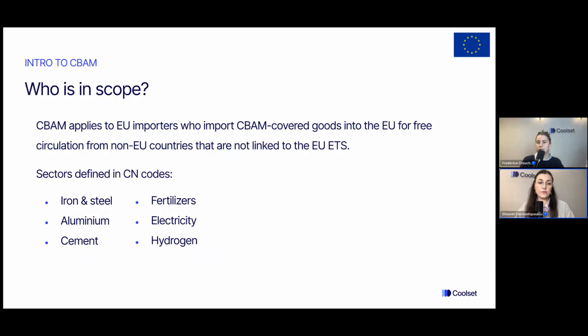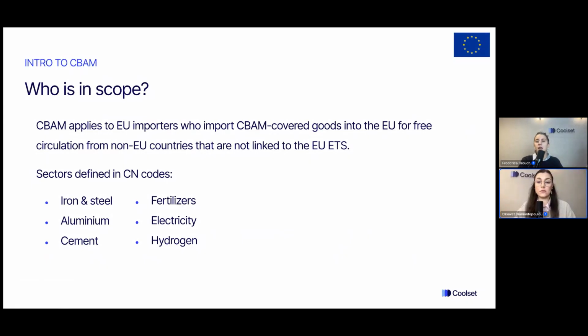And who is in scope? So I mentioned it applies to just a couple of products or sectors, and these are defined by CN codes in the regulation, but covers iron and steel, aluminium, cement, fertilizers, electricity, and hydrogen. And these are all particularly heavy emitting industries, hence why they've been selected.